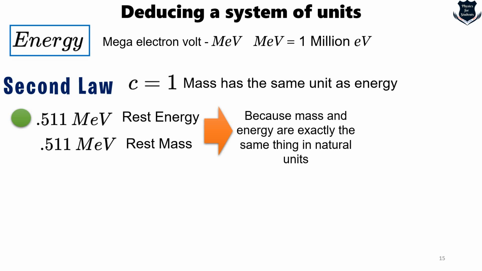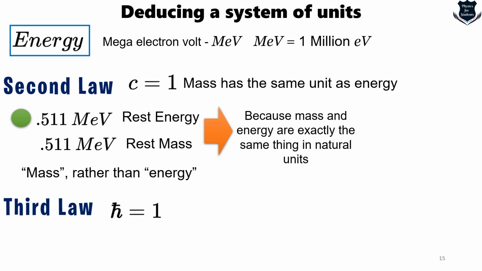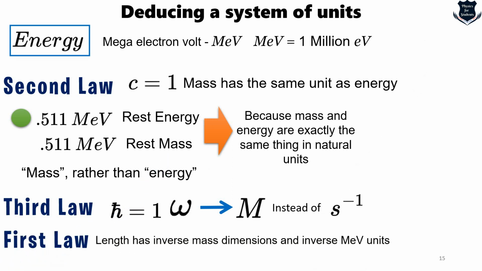Now this dimension has come to be commonly referred to as mass rather than energy, even though the units of MeV remain. Now from the third law of nature that we have derived, that is the reduced Planck's constant equal to 1, dimensionless, the dimensions for omega are mass, instead of s to the power minus 1 in CGS, right? And hence, for the dimension of time, from the third law, length has inverse mass dimensions, and inverse MeV units. So what is happening is that units and dimensions of all other quantities can be derived from the laws of nature, just as we have done, or as the CGS system does.